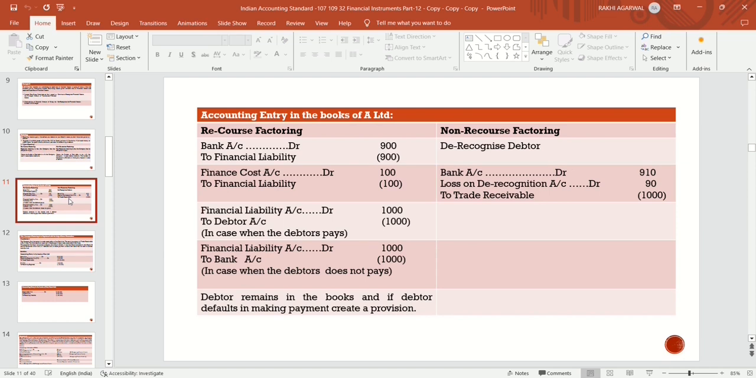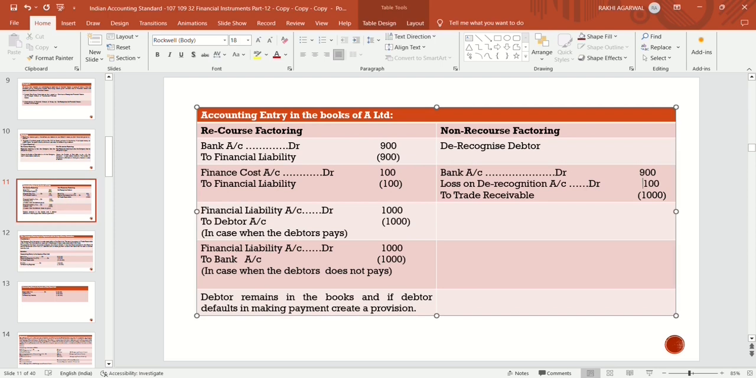In non-recourse factoring, what happens? It de-recognizes, because it is not responsible. Whenever A Limited enters into non-recourse factoring, it de-recognizes the debtors because it has shifted its burden to another person. The accounting entry: bank account debit by 900, because it had discounted a bill of 1,000 and received only 900, and loss on derecognition account debit by 100, to trade receivable, debtors account, by 1,000.